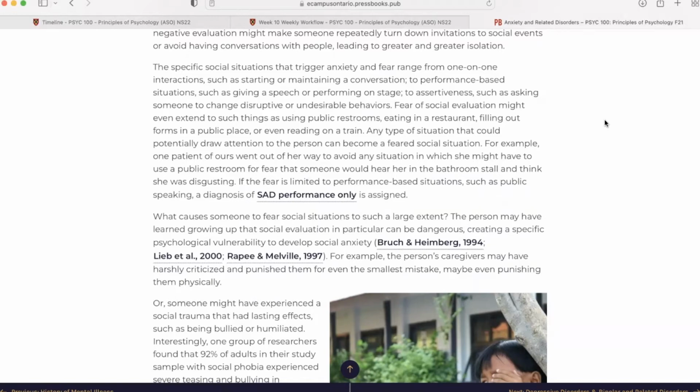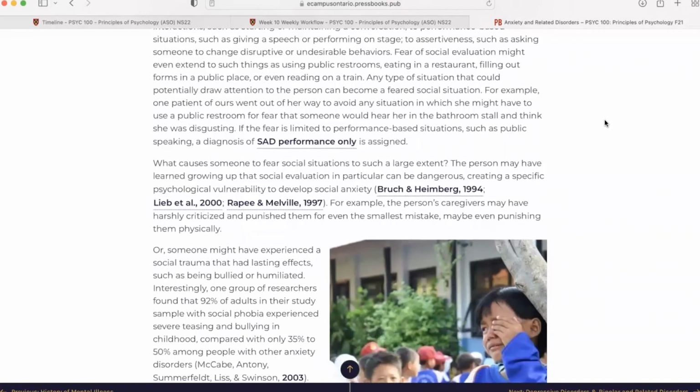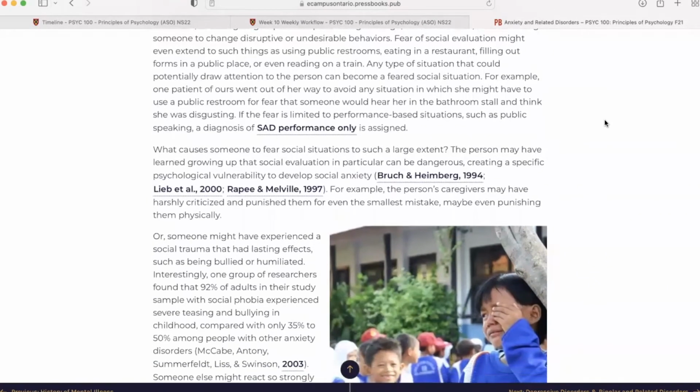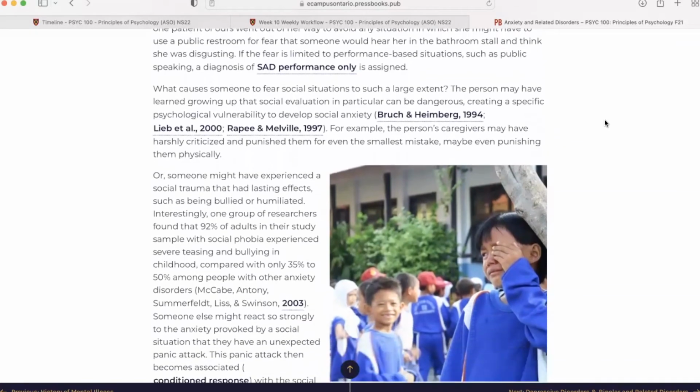For example, one patient of ours went out of her way to avoid any situation in which she might have to use a public restroom for fear that someone would hear her in the bathroom stall and think she was disgusting. If the fear is limited to performance-based situations such as public speaking, a diagnosis of SAD performance only is assigned. What causes someone to fear social situations to such a large extent?